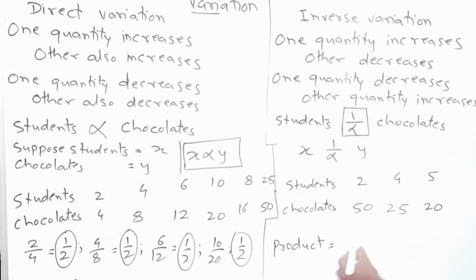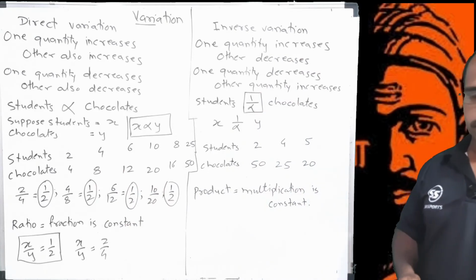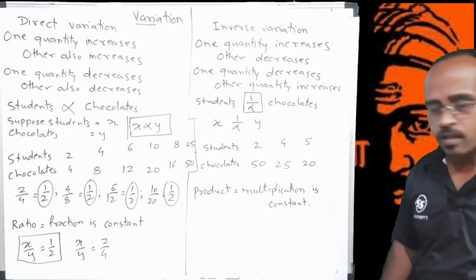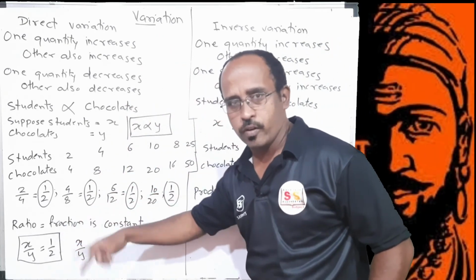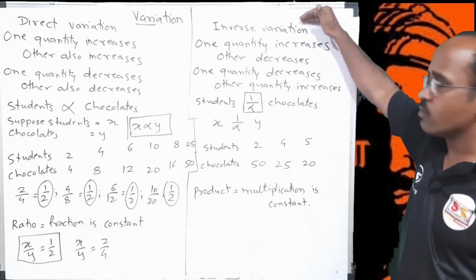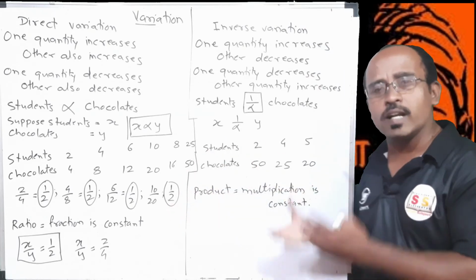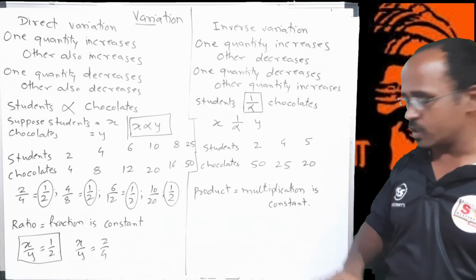Product means multiplication. Product means multiplication is constant of the given quantities. Clear, students? So that is the main difference between direct variation and inverse variation. Now how to write the equation of the inverse variation? In the case of direct variation, ratio was constant, so we were writing the ratio or fraction as the equation. In inverse variation, product is constant, so we will write the product, means multiplication, as the equation of the inverse variation. So how will we write it?